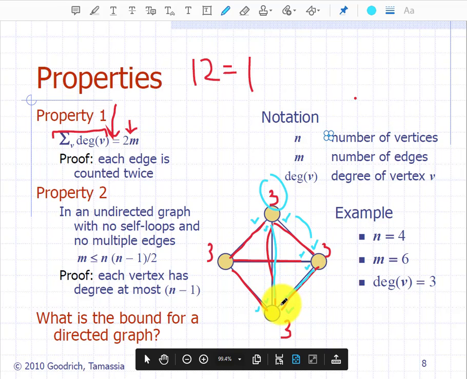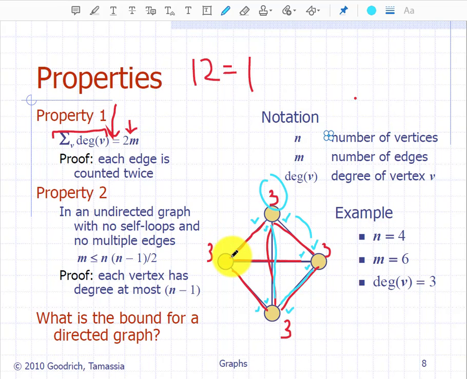3, so we already counted this one too. And finally, when we are here, we count this one, which means we've counted it again. This one, which we've counted already, and this one, which we've counted already. So in the end, we've counted all of the edges twice. So that's an example of how you could visually prove this.